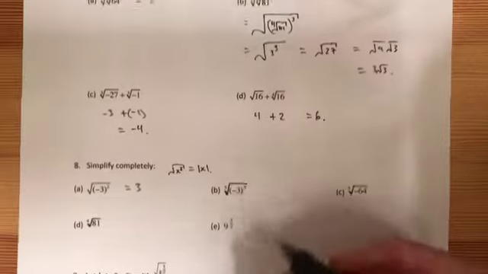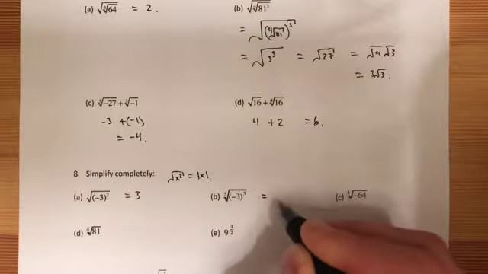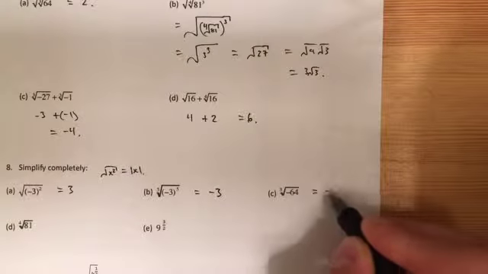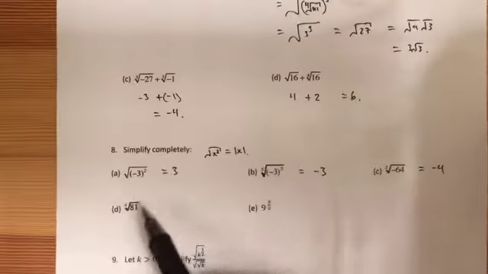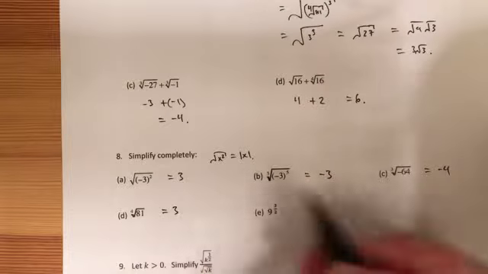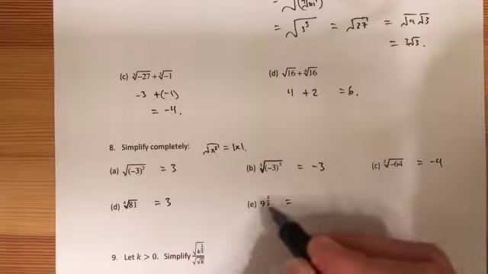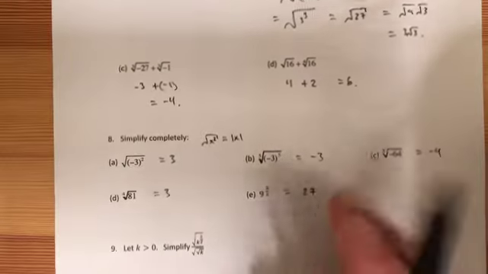The fifth root of negative 3 to the fifth. That is still negative 3. The cube root of negative 64 is negative 4. The fourth root of 81 is 3. And 9 to the 3/2 is the square root of 9 cubed, which is 3 cubed, which is 27.